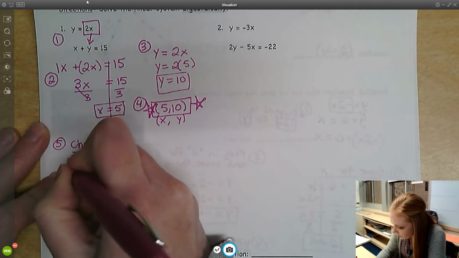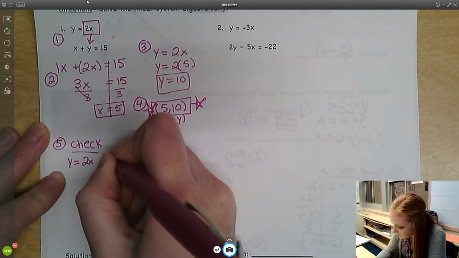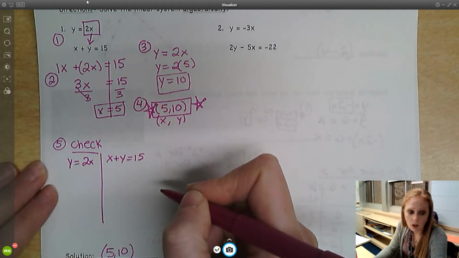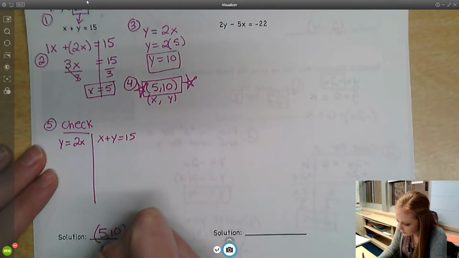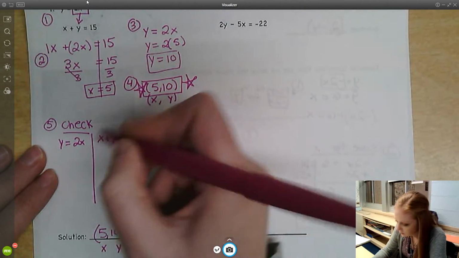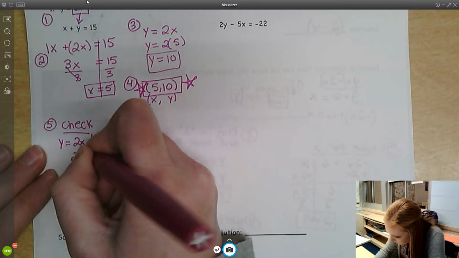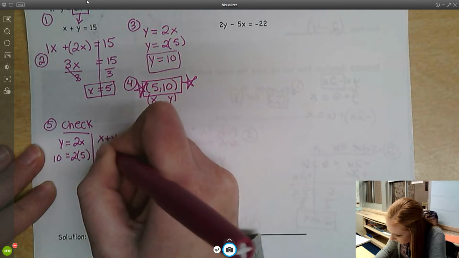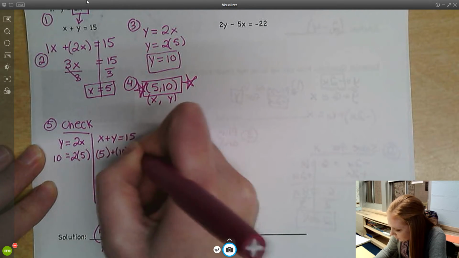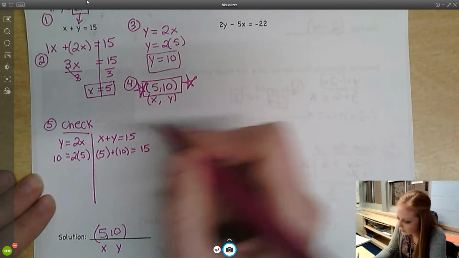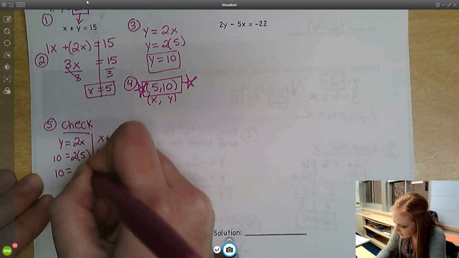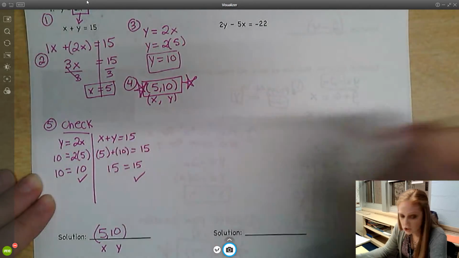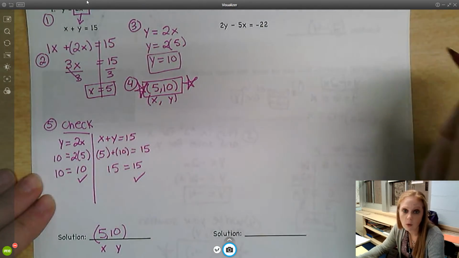To check it, you can rewrite both equations. Plug in your 5 for x and your 10 wherever you see a y. So again, 5 for x, 10 for y. And then let's check and see if these balance. 2 times 5 is 10. 5 plus 10 is 15. So both equations check. That means that that point is on both lines.